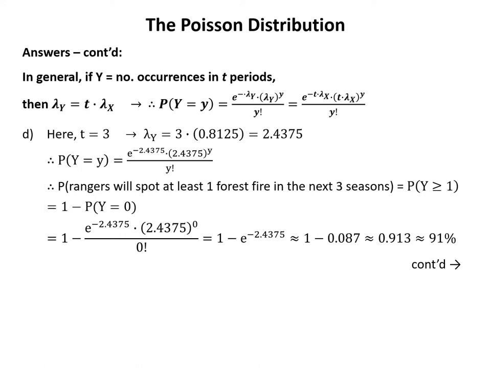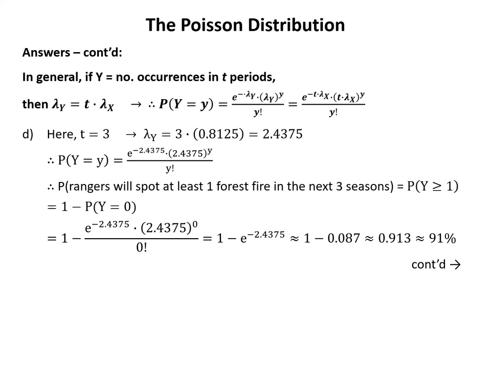And so our new probability distribution function becomes e to the minus 2.4375 times 2.4375 to the Y divided by Y factorial. Now, the question at hand here is the probability that the rangers will spot at least one fire in the next three seasons. So once again, we have the situation where we want the probability of the random variable Y being greater or equal to 1. So once again, we can use the complement to do this in the most efficient way. So we only need to find the probability that Y equals 0 and subtract it from 1.